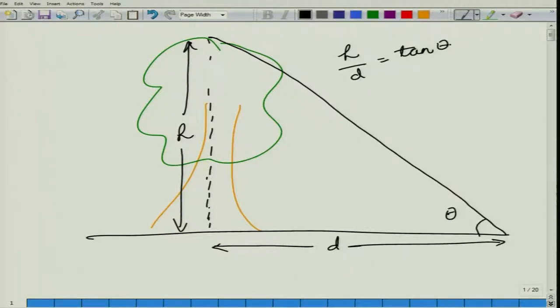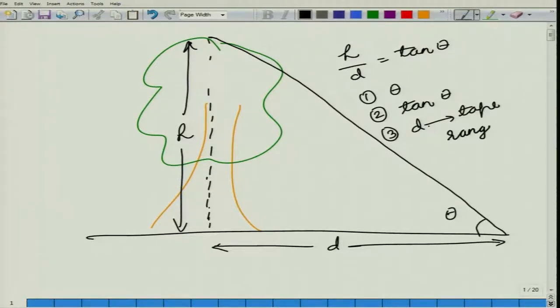So, in that case, we will have to measure 1, the theta value, 2, we will have to figure out the tan theta, and 3, we will need to measure d. Now, d can be measured by using a tape, by using a range finder, or just by counting the steps as we have seen in the previous lecture. So, now that we know d, how do we figure out theta is the next question.